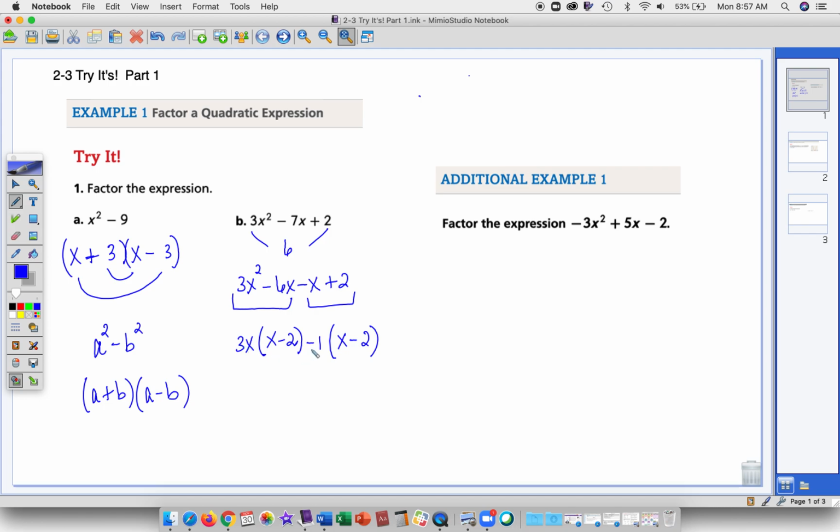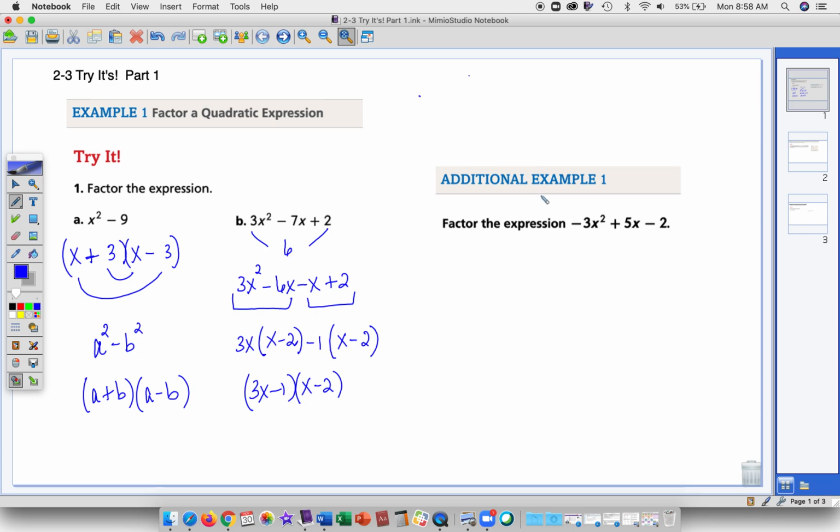So I group the 3x with the minus 1. And the other quantity is the x minus 2. And remember, this can be checked as well by distributing and combining terms, and you should end up with the original expression.